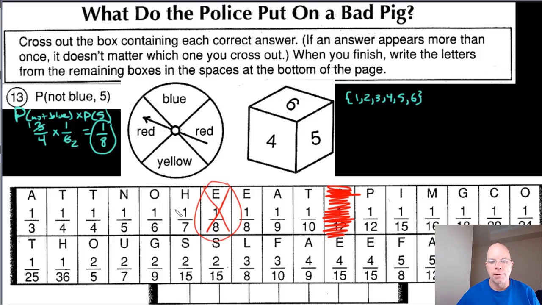After you've done all of the problems and crossed out all of the hopefully correct answers, the remaining letters as you read from left to right and top to bottom will fill in these spaces to give you the answer to the riddle.